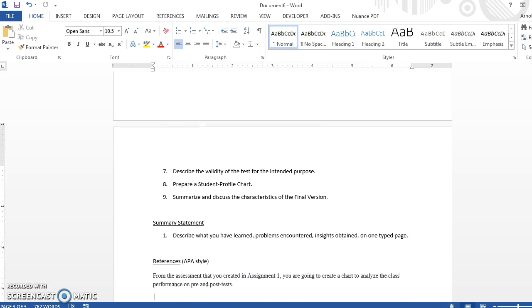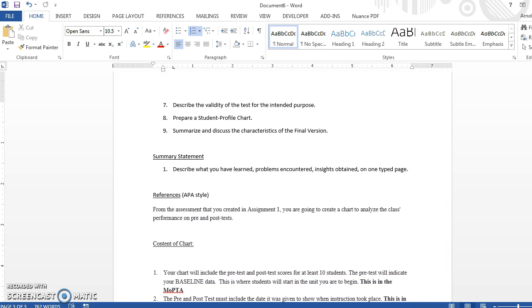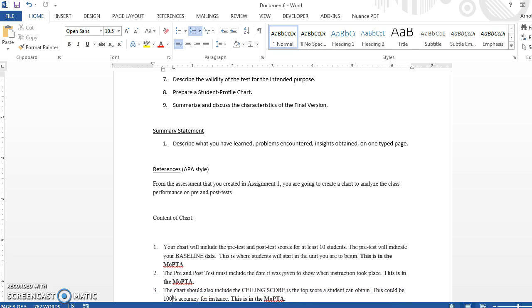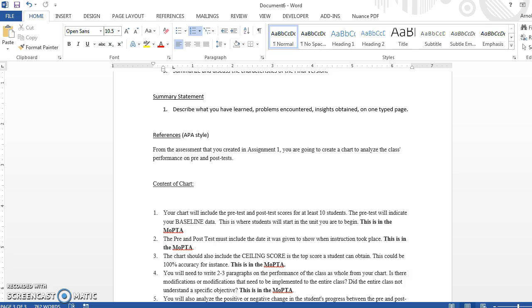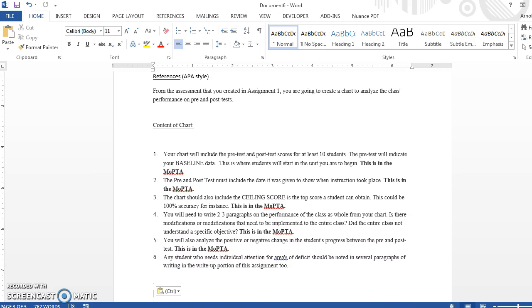All right. So, summary of the statement: describe what you learned, the problems you encountered, the insights. It's not long, 1 page, references, etc. Okay. Then you have the assignment 2 that's due this week, and it says the content of the chart, things that need to be in it. I would do the exact same test again, and this information would be going into assignment 2.